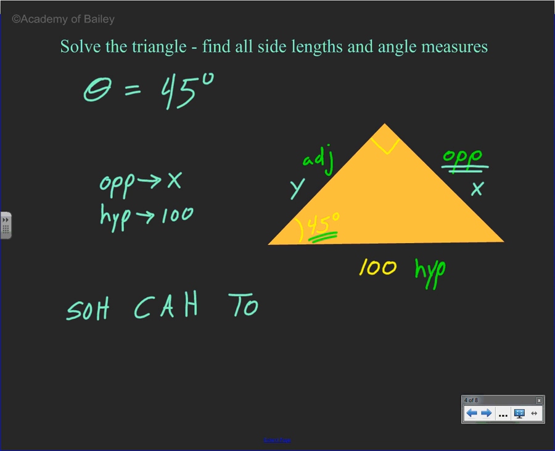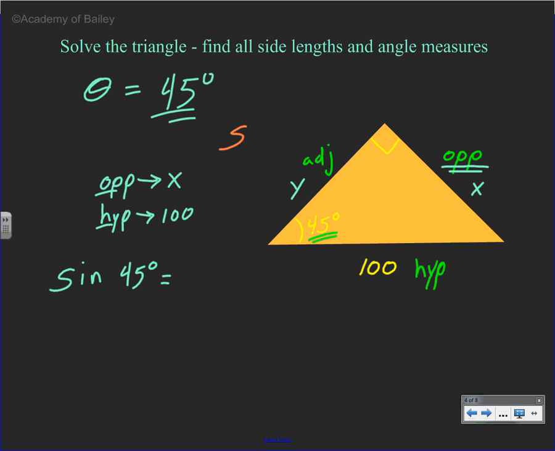Which trig function will we be using here? If you look at O and H, that is part of sine. Not AH, not OA. So we're using sine. We're going to be using sine of theta. Theta in this case is 45. Sine of 45 degrees is equal to sine opposite over hypotenuse. So the opposite is x, and the hypotenuse is 100.